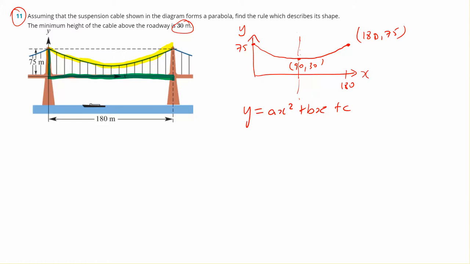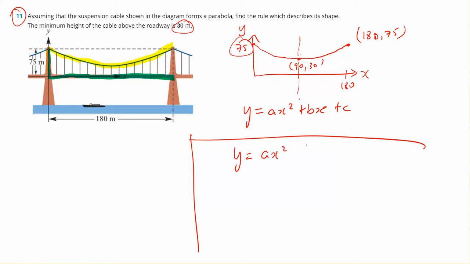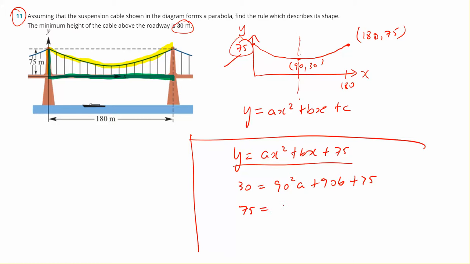So you literally have to sub into the model. Now, I know my y-intercept is 75, so I know my C value. I can sub that in straight away: ax squared plus bx plus 75. That's going to be my model. I'm going to sub in the other 2 points to work out what A and B are. So when y equals 30, x equals 90: 90 squared A plus 90B plus 75. And when y is 75, x is 180.